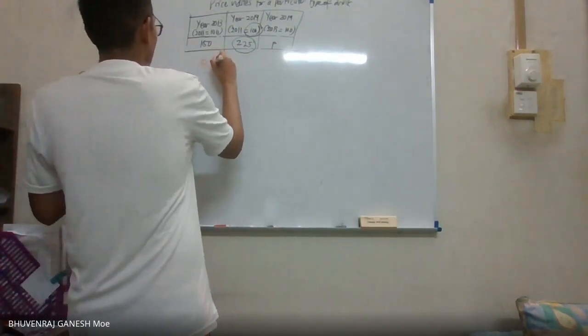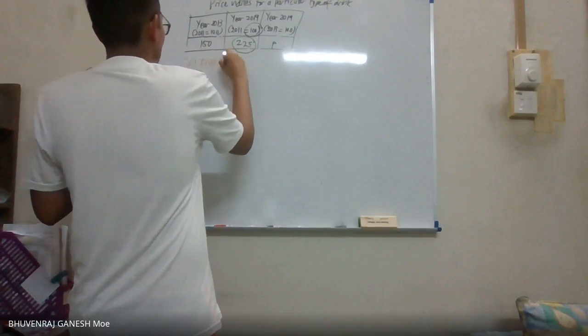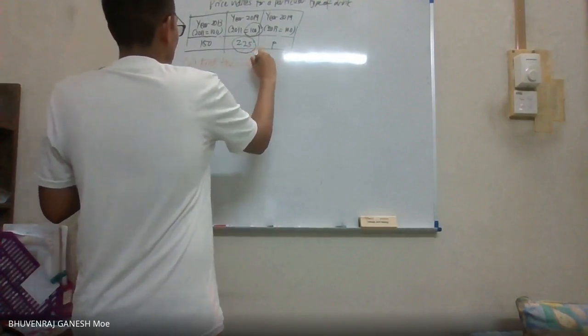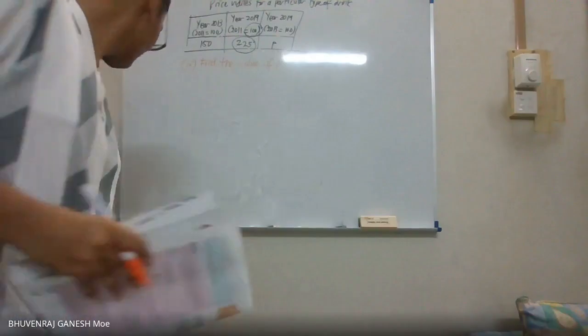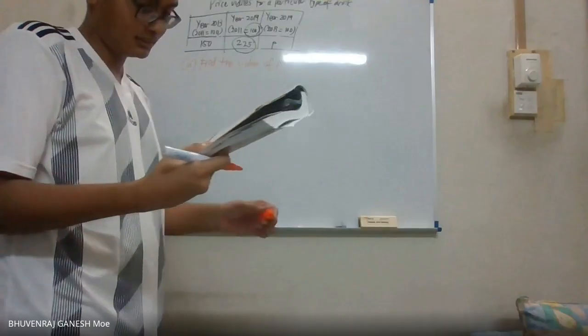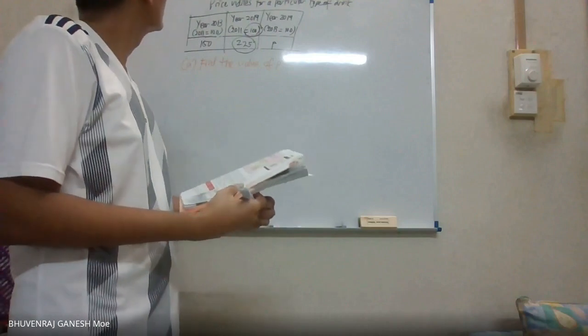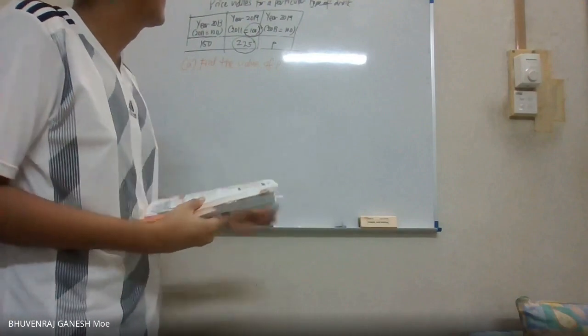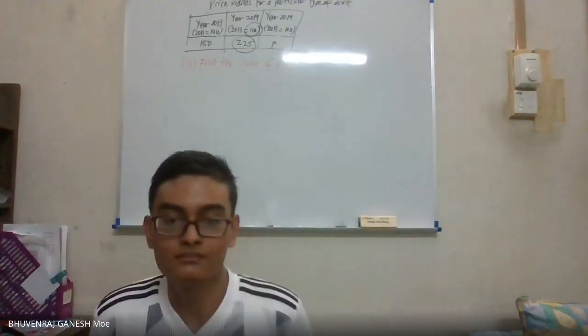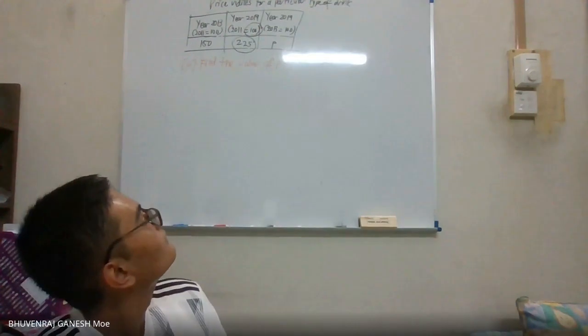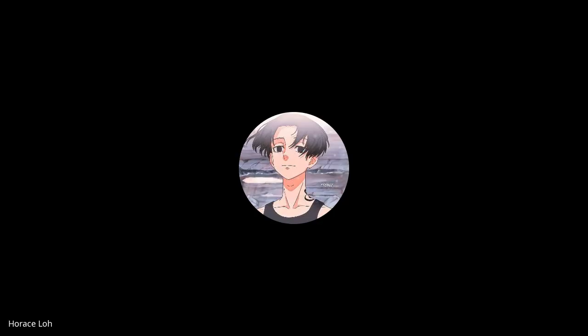Okay, so this is the first part. Find the value of P. Everything will be inside this table and you can't find any extra info.